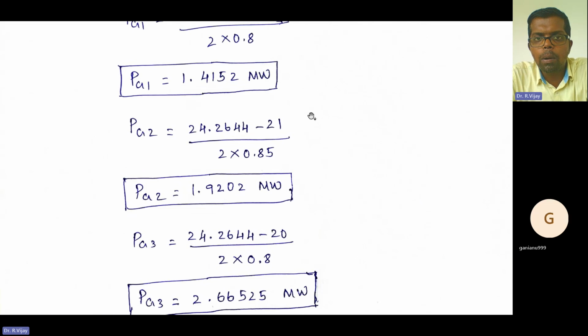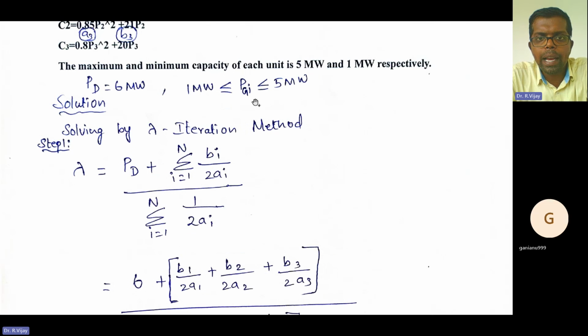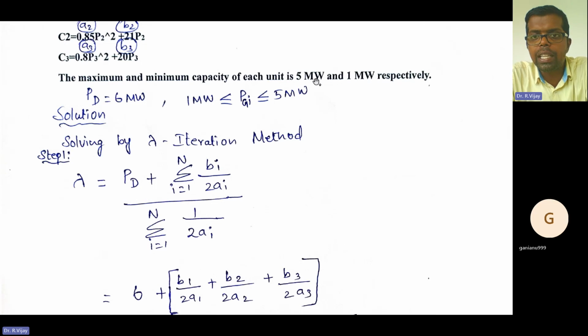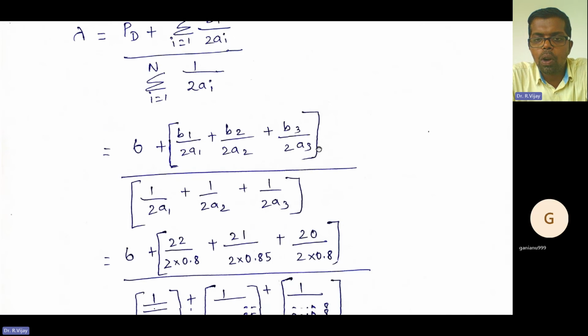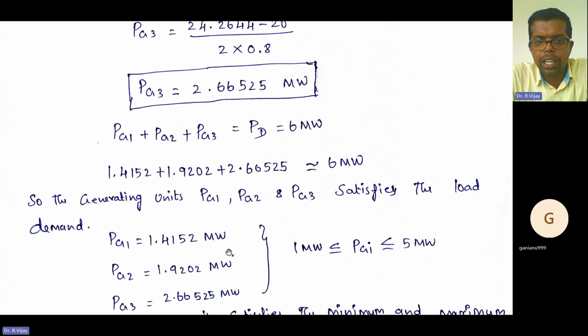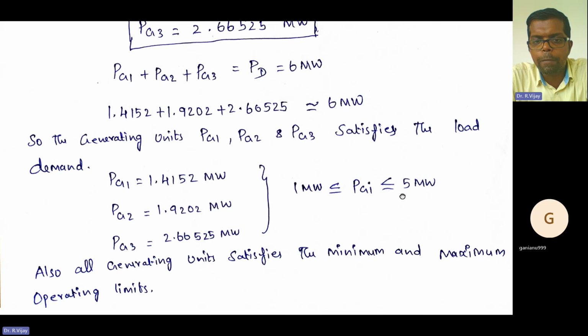Here, given in the problem, the minimum and maximum generating unit is 1 megawatt up to 5 megawatt. That is the minimum and maximum capacity of each unit. They have given 1 megawatt and 5 megawatt commonly, not for each generating unit, so you need to write 1 megawatt less than or equal to PGi less than or equal to 5 megawatt. You need to write that all generating units satisfy the minimum and maximum operating limits, and also satisfy the load demand. Like that you need to conclude. This is how they will ask for your 5 mark or 10 mark question in your semester examinations. Thank you.